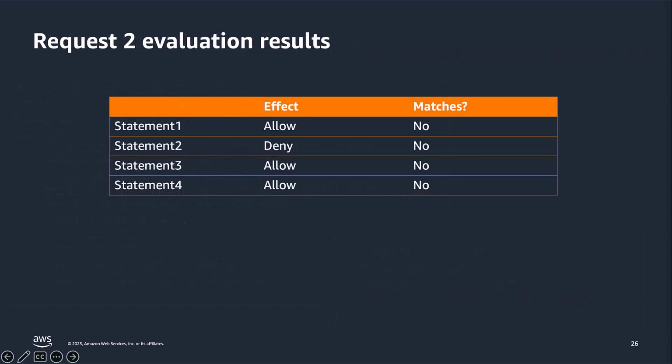So if we look at the evaluation results for this request, we can see that none of our statements match. So what happens? This means that request 2 is implicitly denied. Remember, you must have at least one matching allow statement for a request to be allowed. So because there was no matching allow statement, this request is denied.